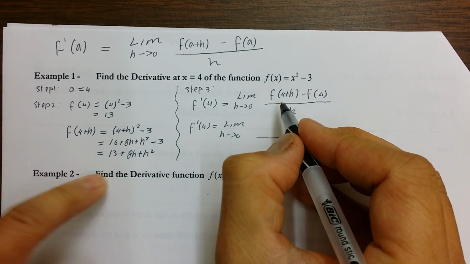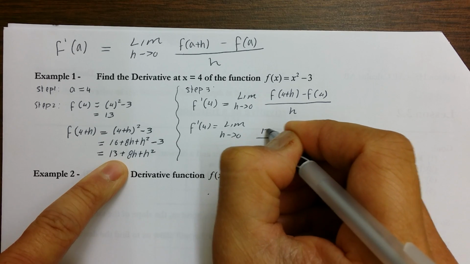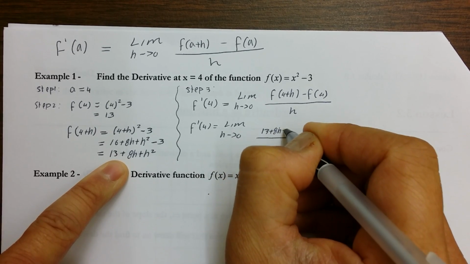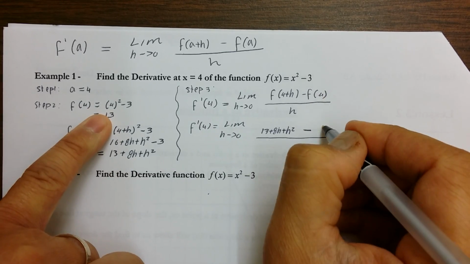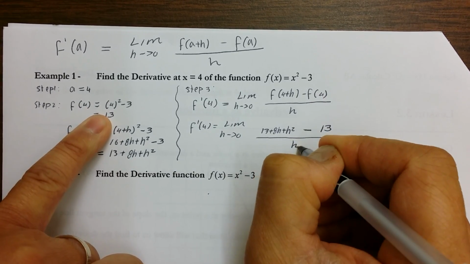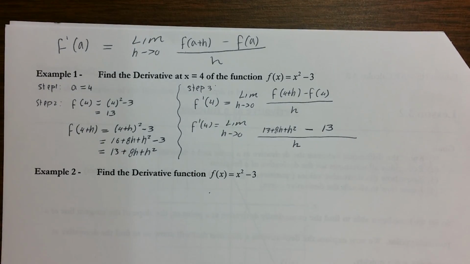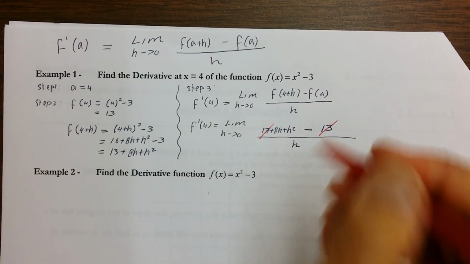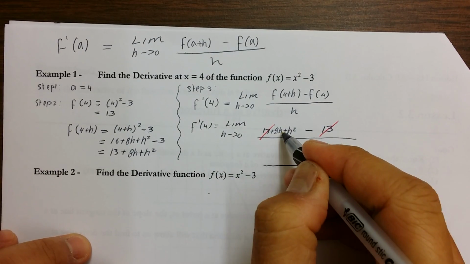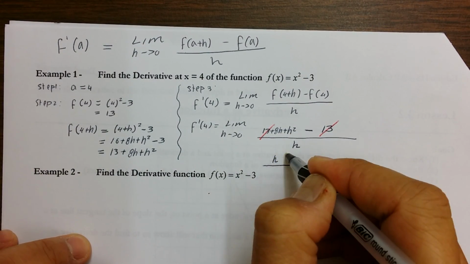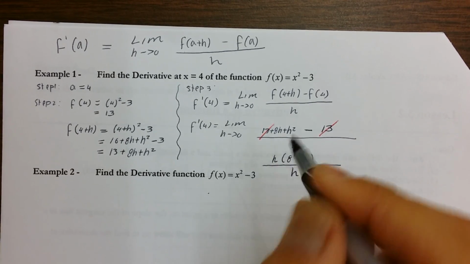This is 13 plus 8h plus h squared, minus f at 4. F at 4 is 13. Okay, over h. Now if you look carefully, the 13s are going to cancel out. We are left with 8h plus h squared, and that allows us to factor out an h. And these will also cancel out.